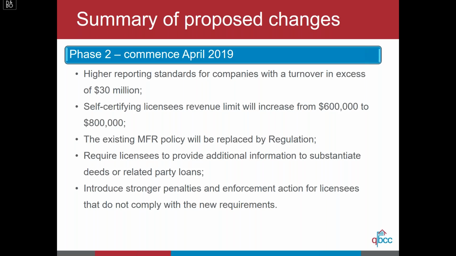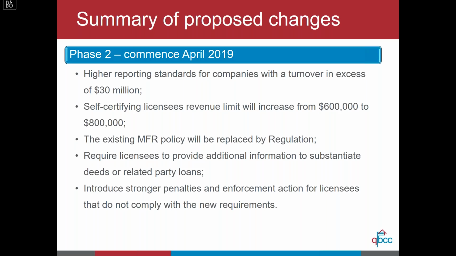What that means for everybody else who is currently an SC2 licensee, from the 2nd of April, the required minimum net tangible assets will increase from 36,000 to 46,000. Now, don't panic. You do have until the 31st of December to meet that higher net tangible asset. There's also a requirement for licensees to provide additional information to substantiate deeds or related party loans.